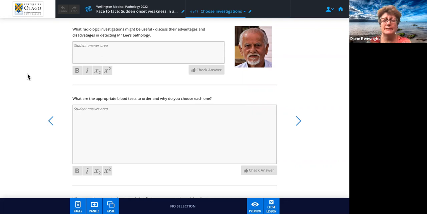What are the appropriate blood tests to order? Okay, so remember, there's a tendency to underorder blood tests. We need a full blood count. We need renal and liver function tests if he's going to have a CT. We would need clotting factors. What other things would we want to do? Probably CRP, just to check out that vasculitis. And then I've run out of ideas.